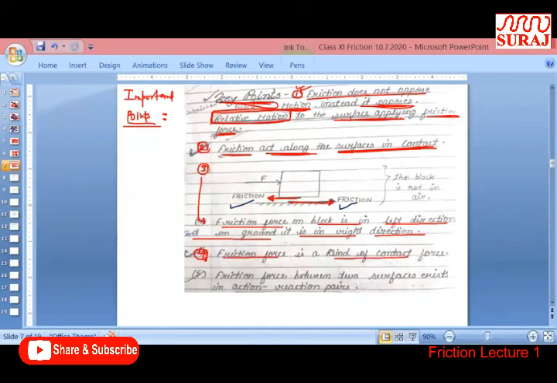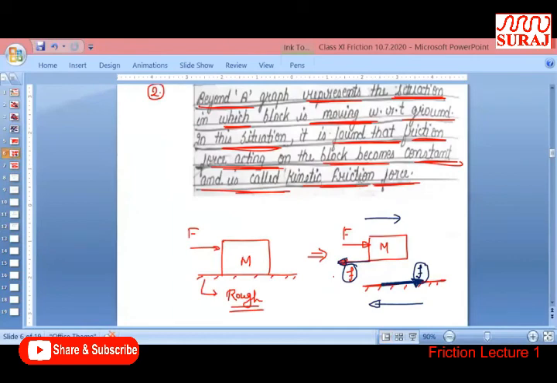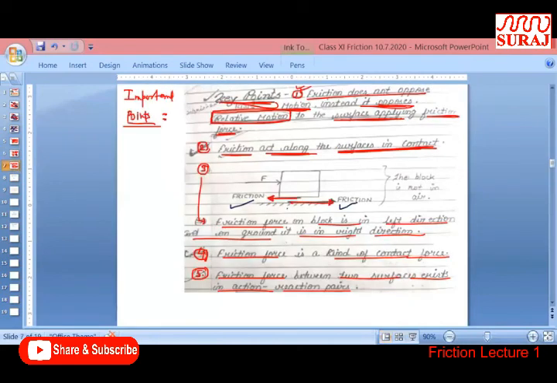Come to the point number 4. The friction force is a kind of contact force. Very good. We know that. Next point, the friction force between two surfaces exists in action and reaction pairs, which is shown earlier. Here I have shown you it exists in action and reaction pair. It never comes alone.